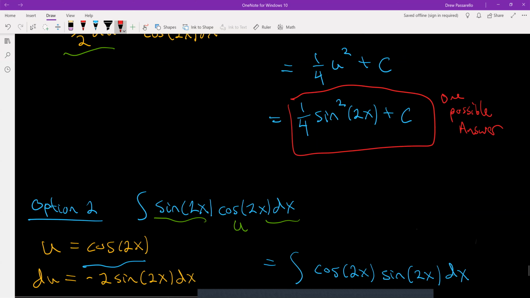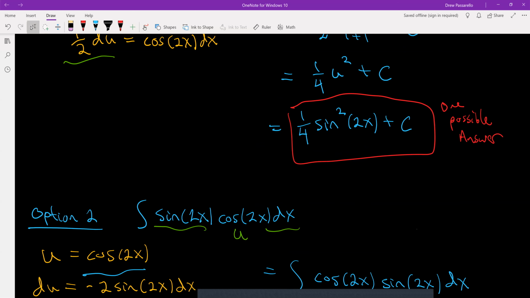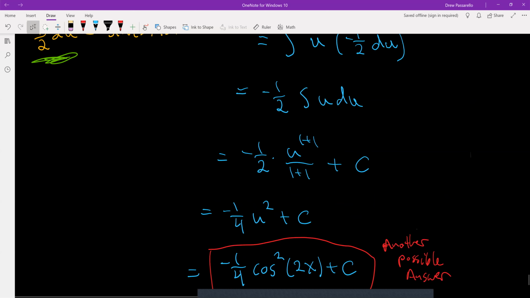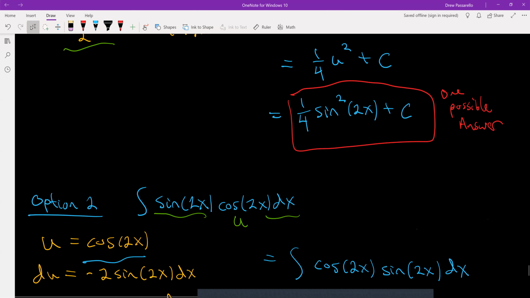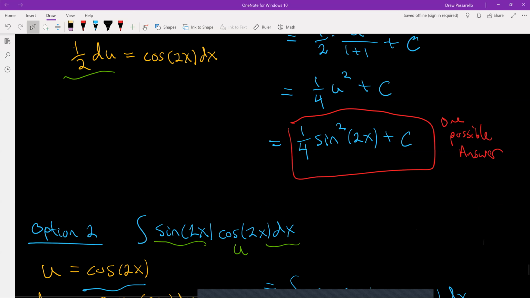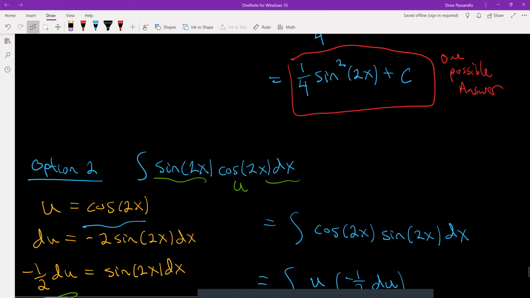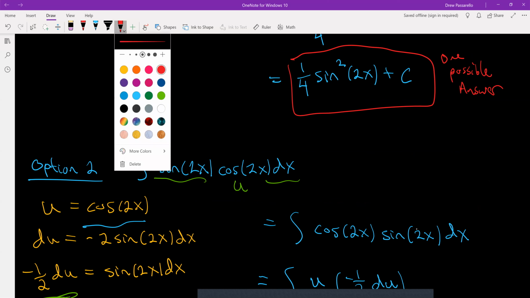All right, so the first option gave us 1/4 sine squared of 2x plus c. The second option gives -1/4 cosine squared of 2x plus c. So one of them is just negative and it's the cosine squared, whereas the other one's positive and sine squared. The third option is the most unique one.